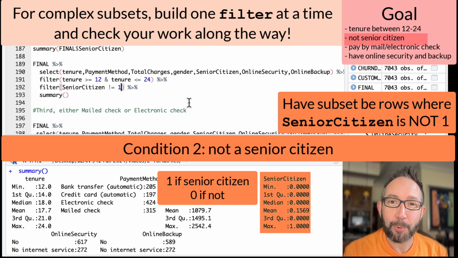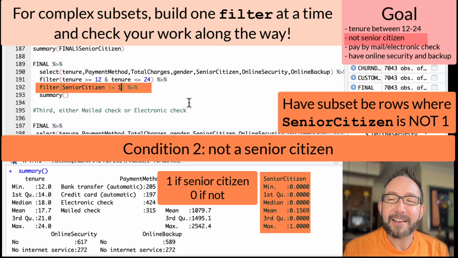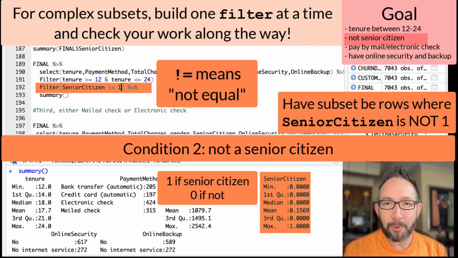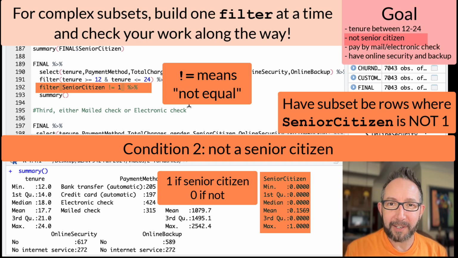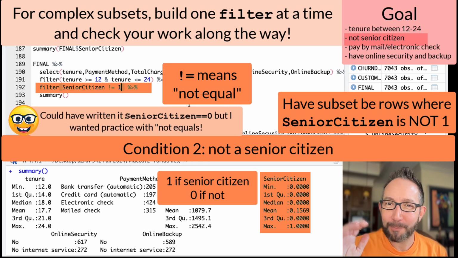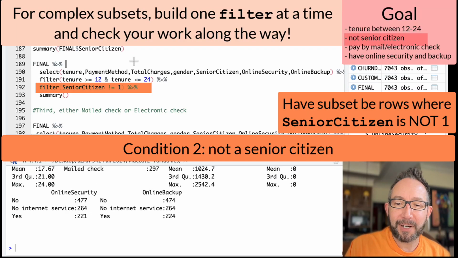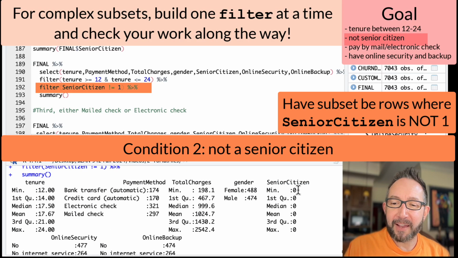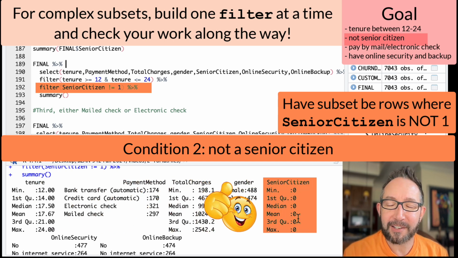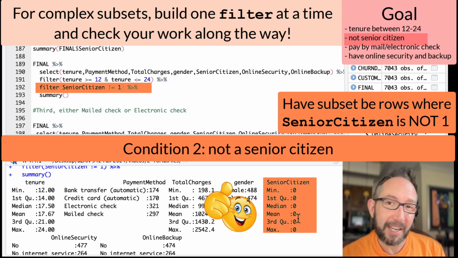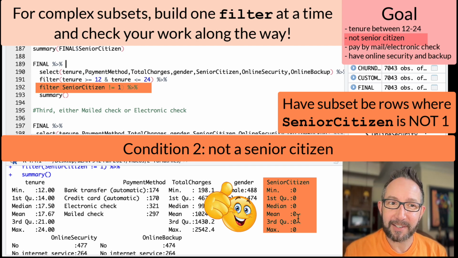We'll pipe that into our filter function on tenure between 12 and 24. And we'll pipe that into another filter function where we say, hey, we want values of senior citizen that are not equal to 1. Bang equals, exclamation point equals 1 here. We could have written double equals 0, but we want some practice doing all the logical conditions. And so when we pipe this through summary to check our work, scroll up a little bit, we find that all of the values in senior citizen are indeed 0. So we're dealing with the people that are having tenures between 12 and 24 and who are not senior citizens.